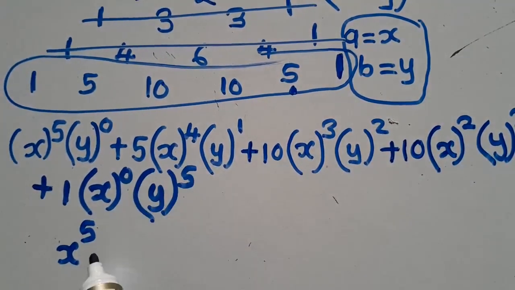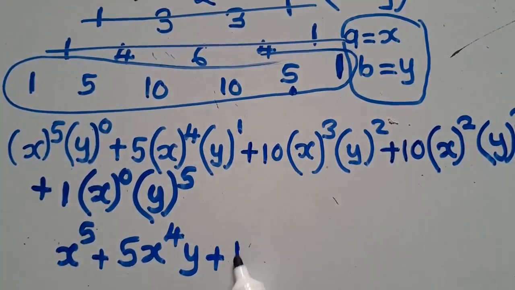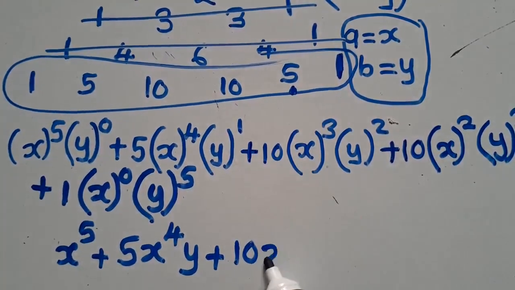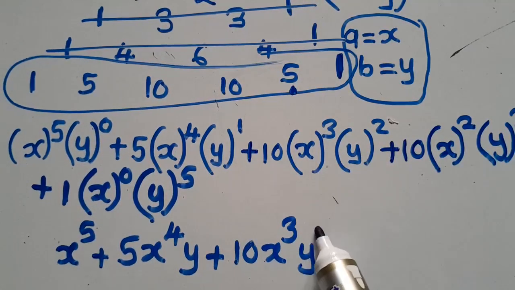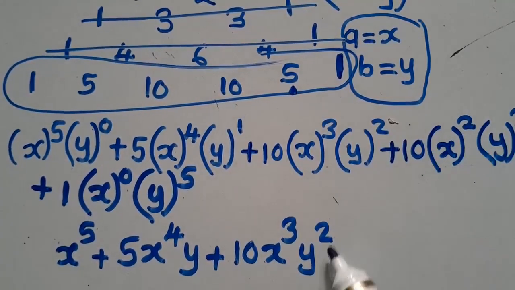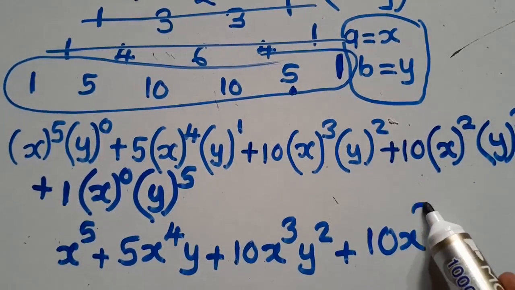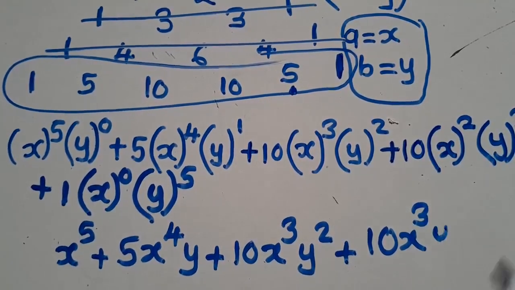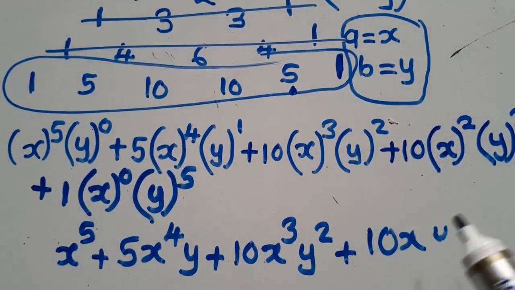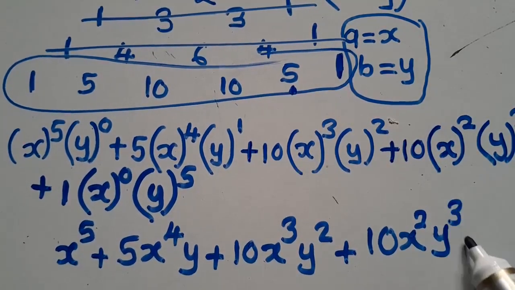Then here you say plus 5, then x power 4, then y, like that. Plus, there is a 10 there. I say 10, then this is x power 3, y power 2. There are no numbers here, so I'm just getting them the way they are. Plus 10, x squared y cubed.